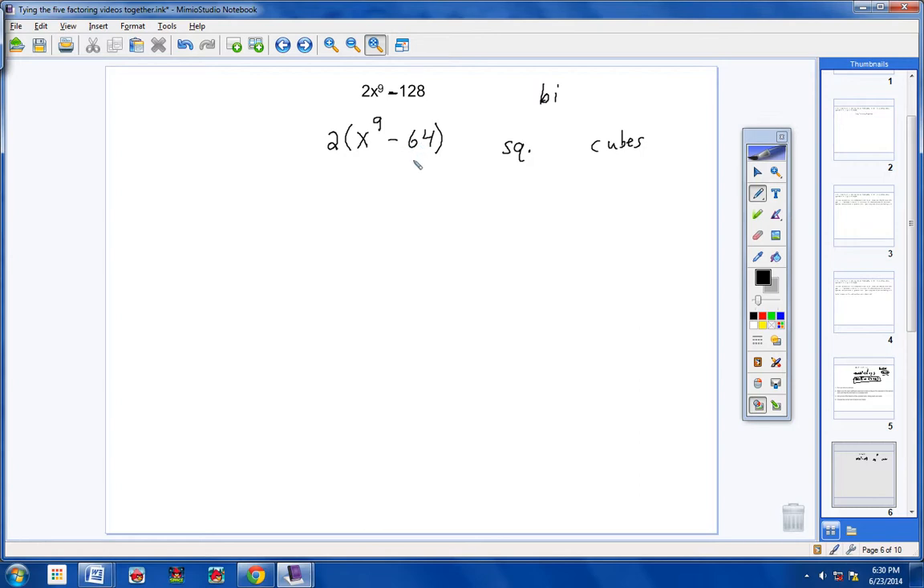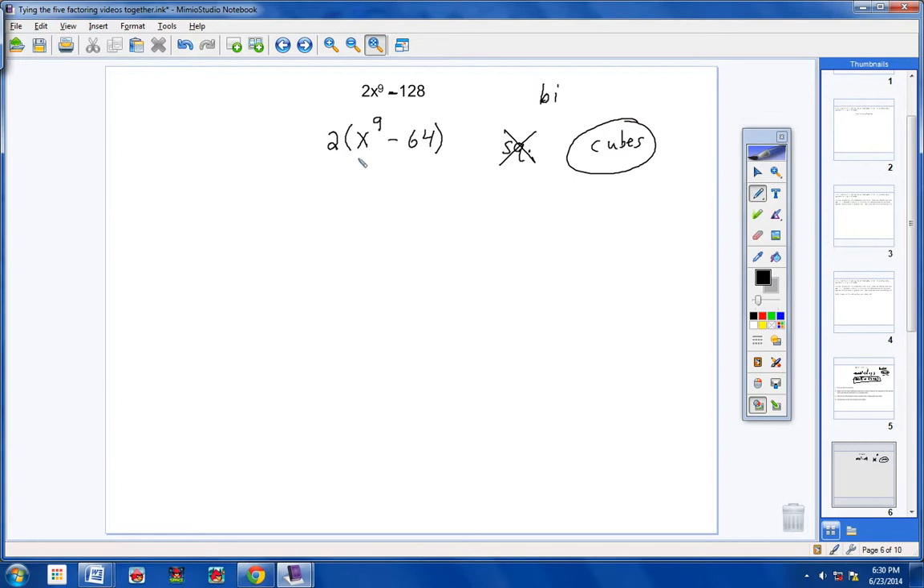Okay? So we've got to look at this and decide, do I know the square root of both of these terms? Well, I do know the square root of 64, but I do not know the square root of x to the 9th. So am I dealing with 2 perfect squares? No. This right here, x to the 9th, is not a perfect square because you cannot take the square root of it. So I'm not dealing with a perfect square. Well, maybe I'm dealing with perfect cubes.